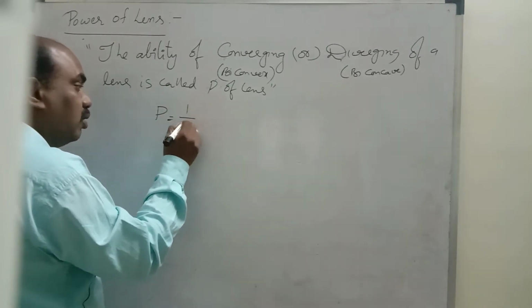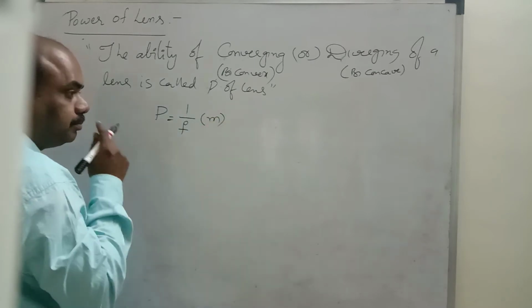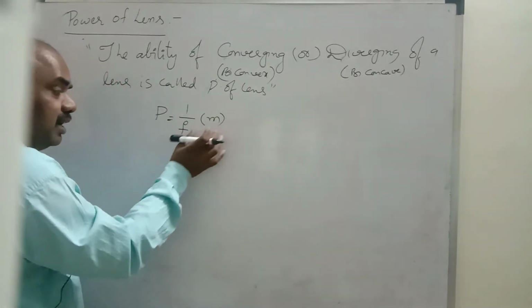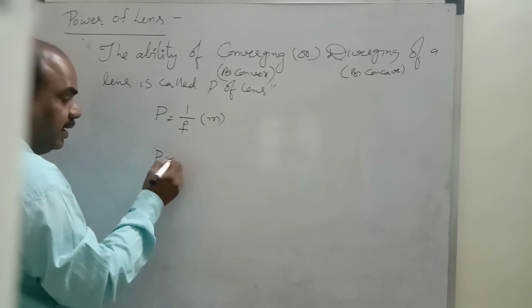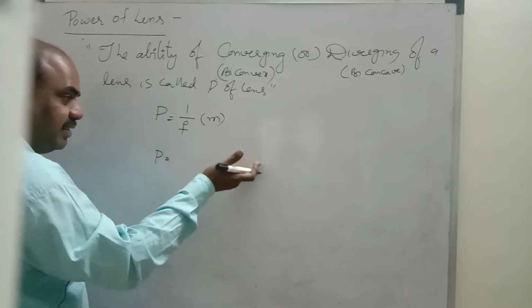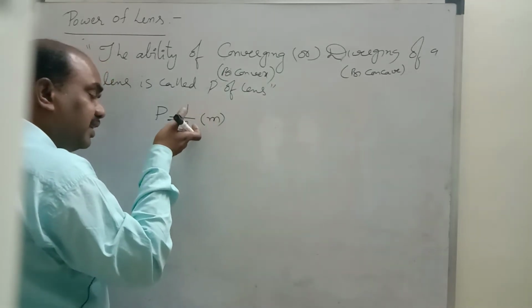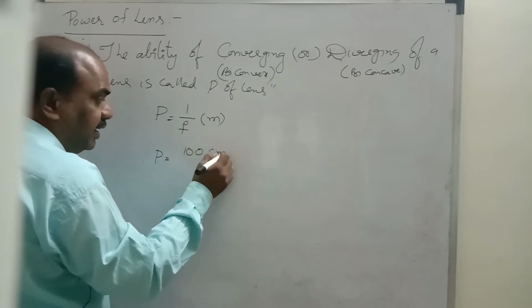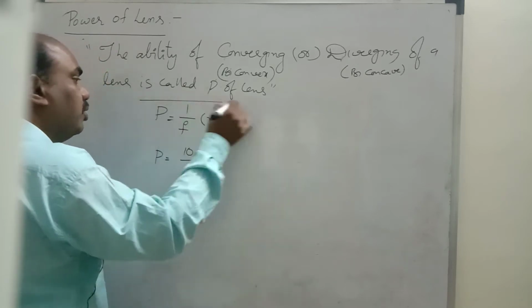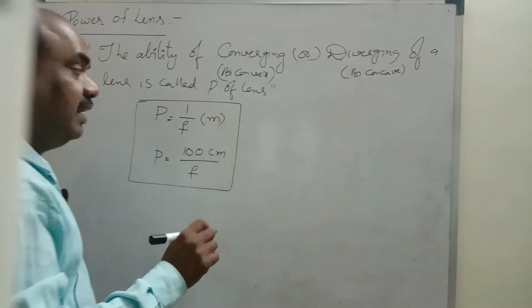Power of lens is equal to 1 by focal length, if the focal length is known in meters. If you know the value of focal length in meter, power is equal to 1 by f. Suppose you want it in centimeter: the least distance of distinct vision is 25 centimeter. So if focal length is given in centimeter, 1 meter is equal to how many centimeter? 100 centimeter. So power is 100 by focal length. If you know these two formulas, you can calculate the power of lens easily.